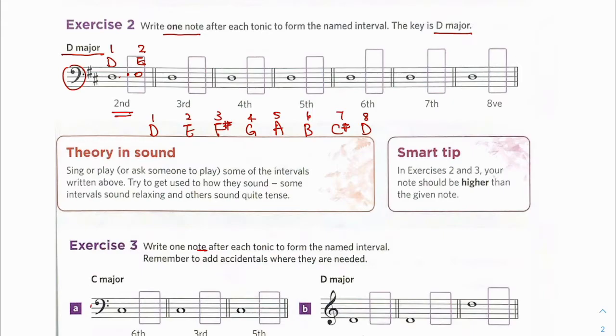Next bar, again, we start with a D, which is degree number 1. And this time they want an interval of a third. So we can write the third degree above D, which is D, E, F here. So we will write a note here, which is F sharp, and it's degree number 3.